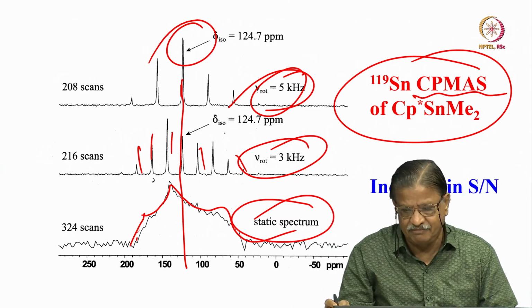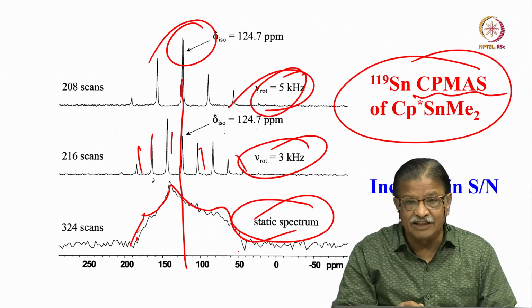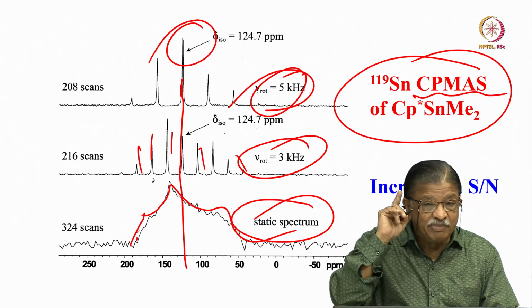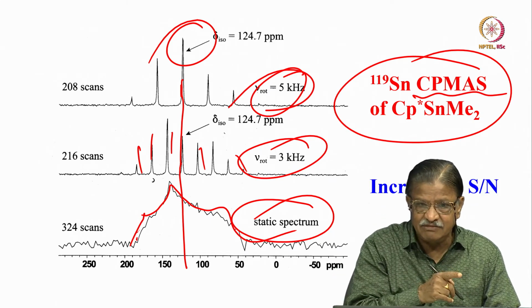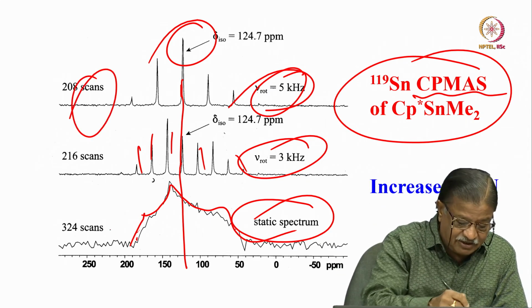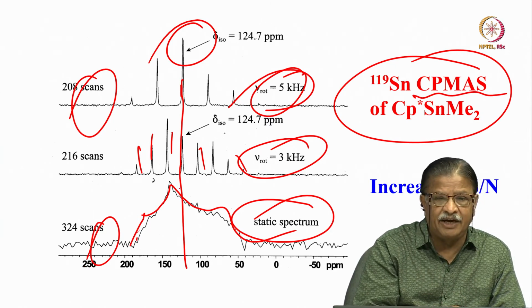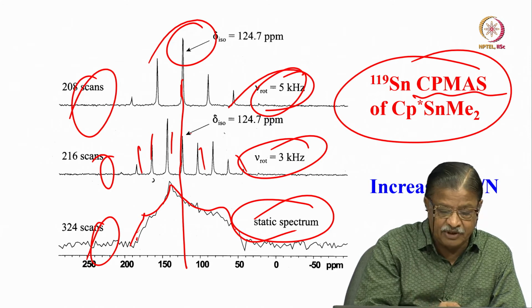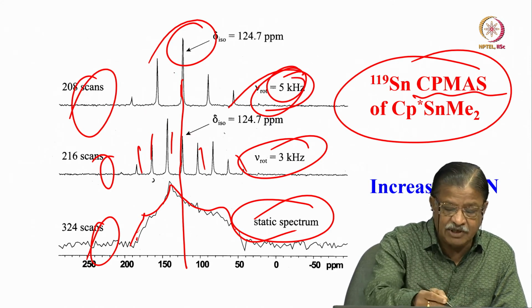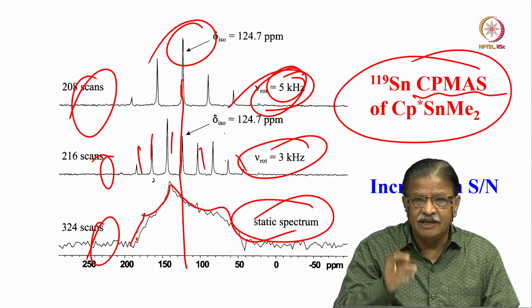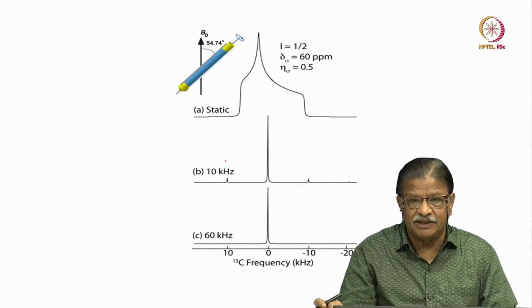And now what is another interesting thing you must observe: when you remove the spinning side bands by spinning at higher frequencies, you see the signal to noise ratio increases here. Look at the signal to noise ratio here, the noise compared to the signal. Look at this noise compared to this. At 5 kilohertz you see the signal to noise ratio. There is an enormous increase in signal to noise ratio. The increase in signal to noise ratio becomes better if you go to higher and higher spinning speeds.